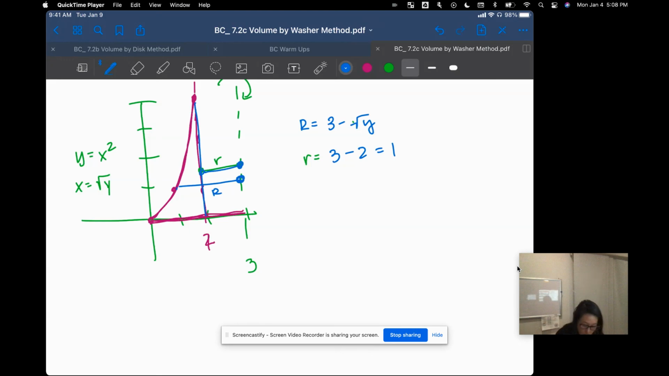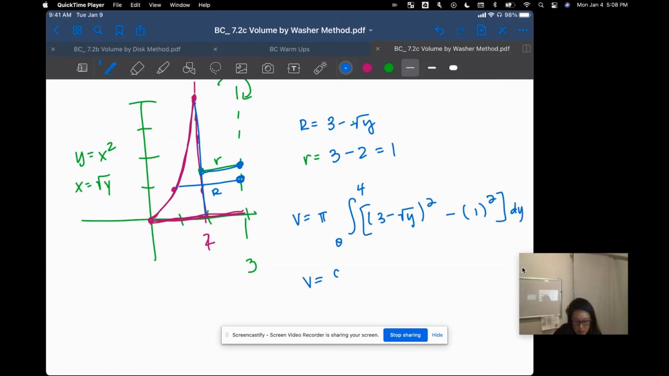Okay. The volume is equal to pi times the integral. We are integrating from 0 to where the curve intersects with 2, which is 4. So 0 to 4, of the outside curve, which is 3 minus the square root of y, squared, minus the inside, which is 1 squared, dy. I used a handy dandy calculator and got 8 pi.